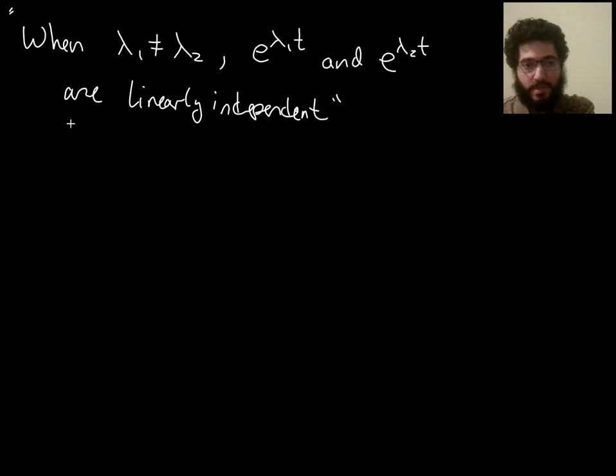So in the last video, I made this linear algebra assertion, this statement. When lambda 1 is different from lambda 2, these two functions are linearly independent. If you're curious as to, in more detail, what that means and why it's true, then you can watch this video. Otherwise, I'll consider this one to be optional, and you can skip to the next video.